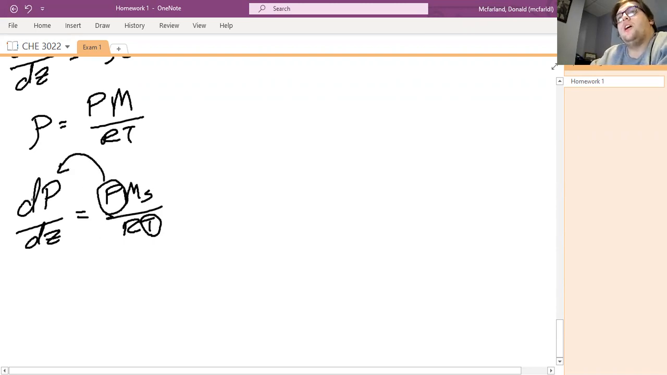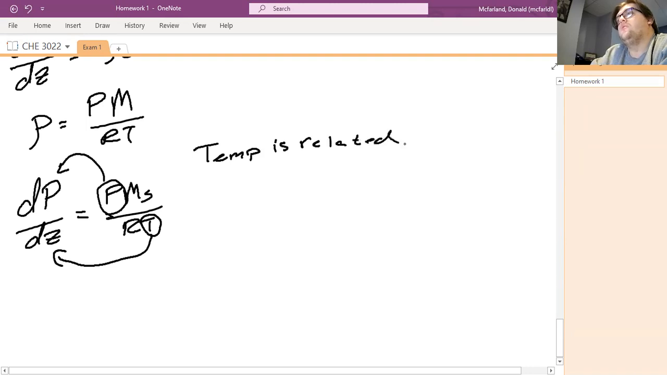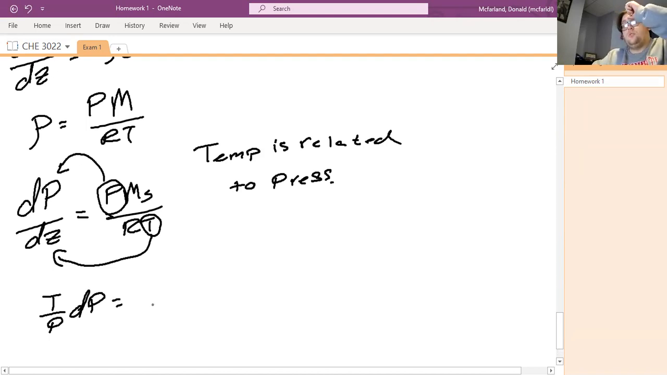Notice we have a temperature and a pressure in here now. This needs to go over here because obviously it's pressure. But temperature also needs to go over here because temperature is related to pressure. So what's going to happen is we're going to have T over P dP is equal to mg over R multiplied by dz.